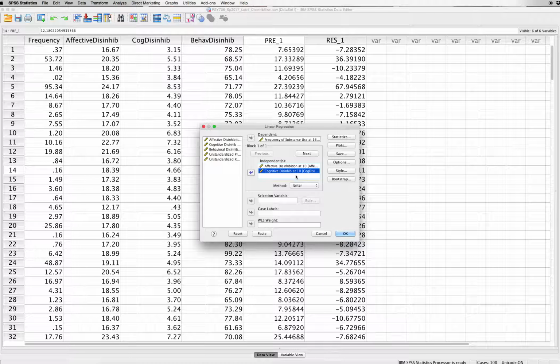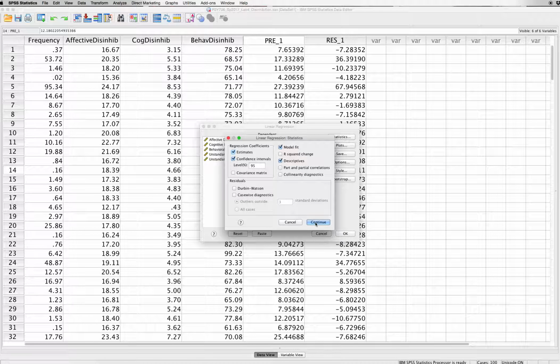One thing to remember about simultaneous regression is that we are adding all of the variables that we are interested in to the model at the same time. That's why it's called simultaneous regression. When we interpret the results, we are controlling for the other independent variables in the model. So in this example, we want to make sure that even after we control for cognitive disinhibition, affective disinhibition still has an impact on the frequency of substance use. Everything else remains the same.